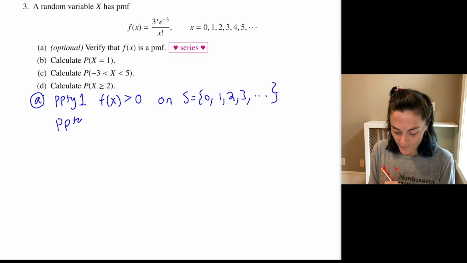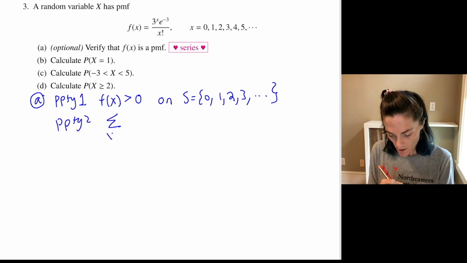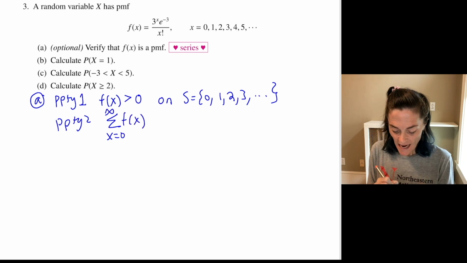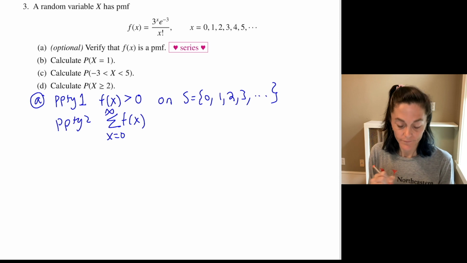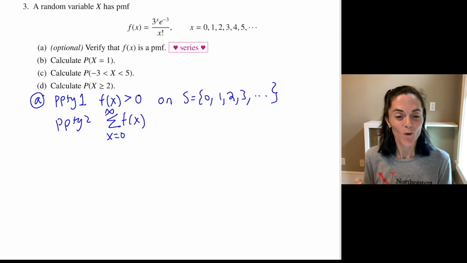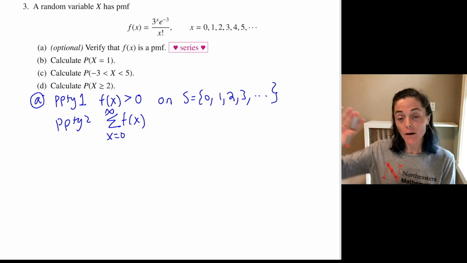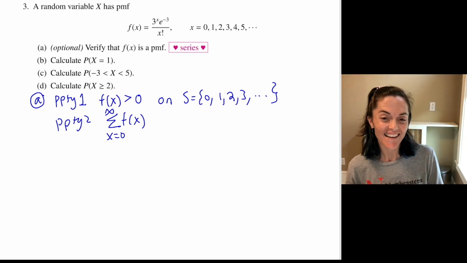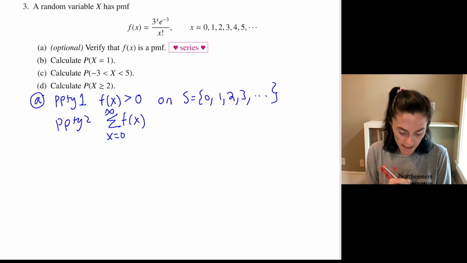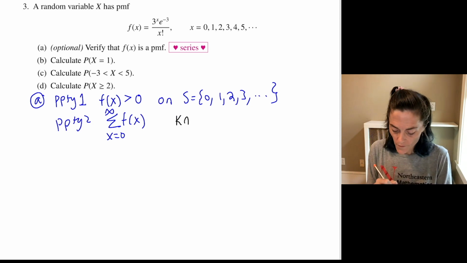Property 2. What I need is if you add where x goes from 0 to infinity, f of x, I need this to be 1. Whoa, this is the fun part of this question. Well, let me take a step into calculus 2. I'll do this in black. We know the following.